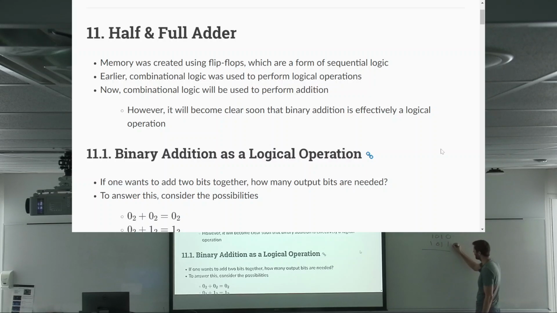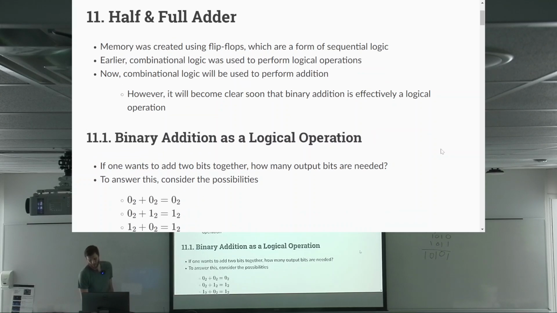Okay, 0 plus 1 is 1. 1 plus 1 is 2, so 0, carry the 1. 1 plus 0 is 1. And then 1 plus 1 is 2. And then, okay, there we go. It works like that. Now, take a moment. Well, I don't want to get ahead of myself.